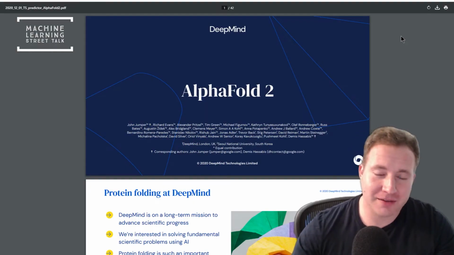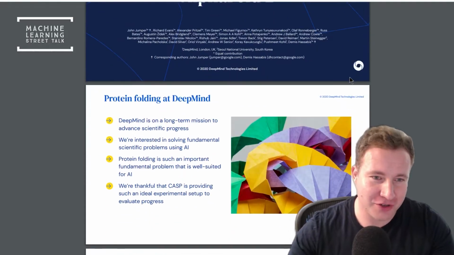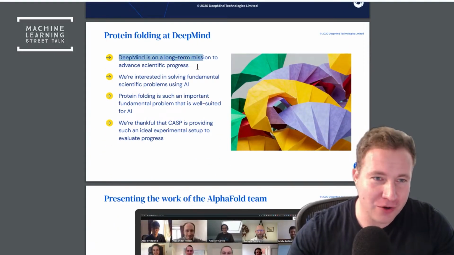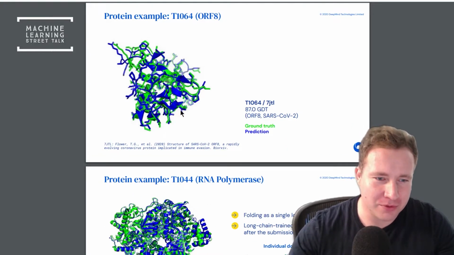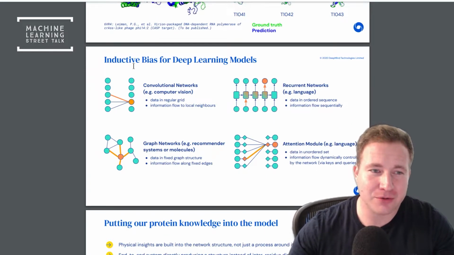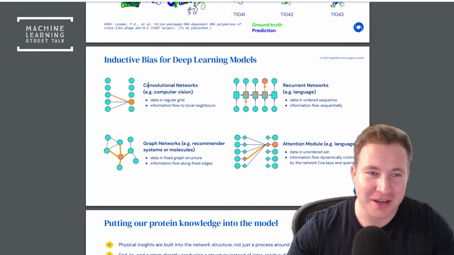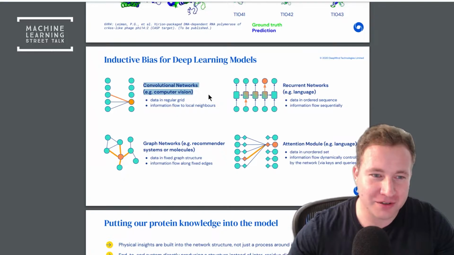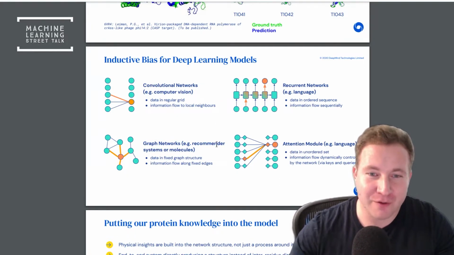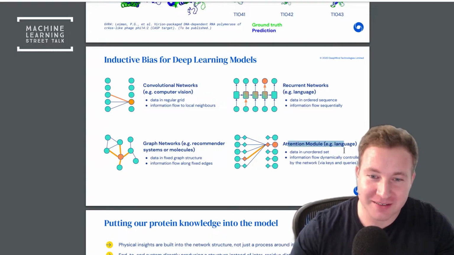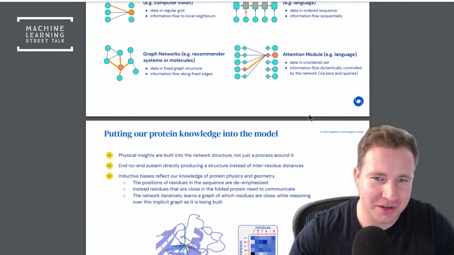Okay, so one last thing. DeepMind released an official PowerPoint deck on AlphaFold 2. And it talks about how they're on a long-term mission to advance scientific progress. Now, here are some of the protein examples. Now, they specifically call out inductive biases for deep learning models, which is exactly what we're talking about. So clearly, convolutional neural networks are one such bias, which has the translational weight sharing. It talks about graph networks and recurrent networks, and indeed attention networks, which is very much a generalization of pretty much all of the others.